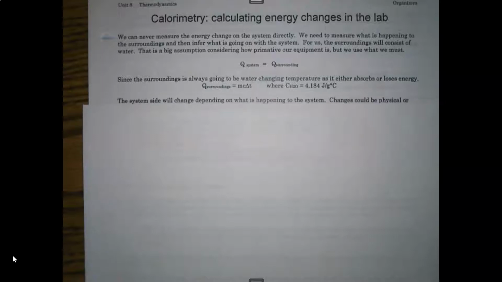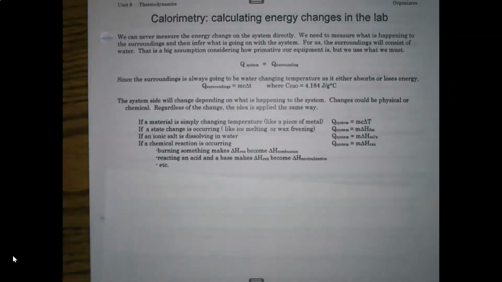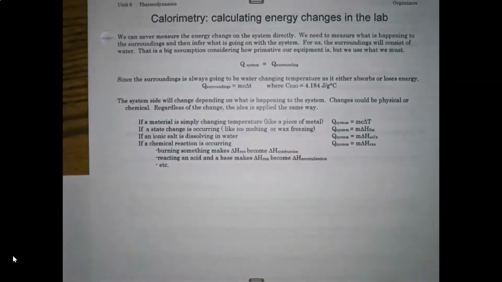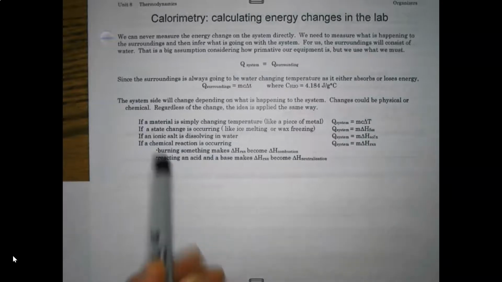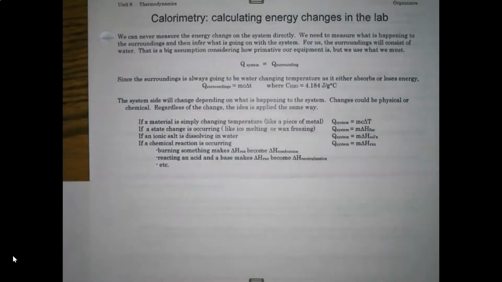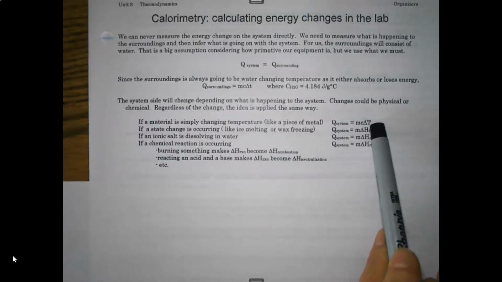For the system, however, it's going to depend upon what we're doing. Changes could be physical or they could be chemical. Regardless of that, we're going to go back and use this equation all the time, but the Q of the system is going to be a little bit different. So, I've got a couple of examples down here. If we're simply changing the temperature of a material, like a piece of metal, you're going to see an example further on down the page with that. Since you're only doing a temp change, once again, you're at MC delta T.